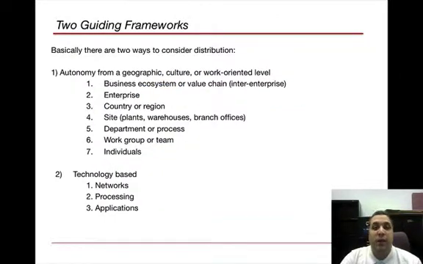So there are two guiding frameworks that you can consider to distribute. You can distribute along a geographic, culture, or work-oriented level, and you have 7 items here. And the other is technology-based: networks, processing, applications, where I can have sections of Java applications, or let's say Oracle applications, and then on another side, pre-developed, in-house developed applications or outsourced applications.